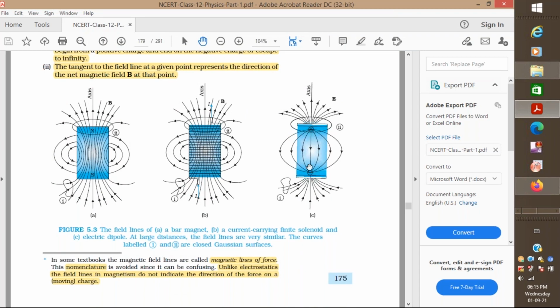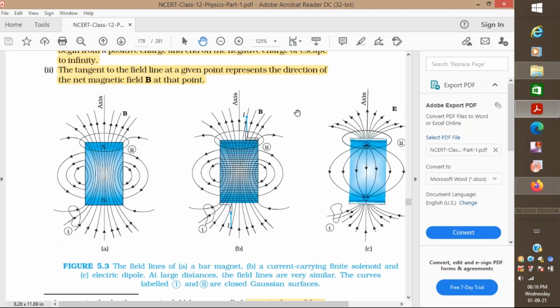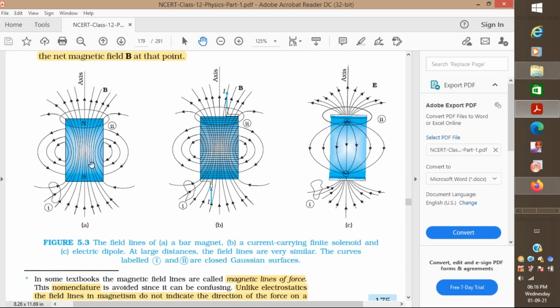The only difference between electric and magnetic fields is this. In the case of the electric field, the field lines start at a positive charge and end at a negative charge. For an isolated charged particle, the electric field lines emanate from that particle and go to infinity. But in the case of the magnetic field, these are two bar magnets. Look, this is the north pole and this is the south pole. The magnetic field lines emerge from the north pole and enter the south pole.